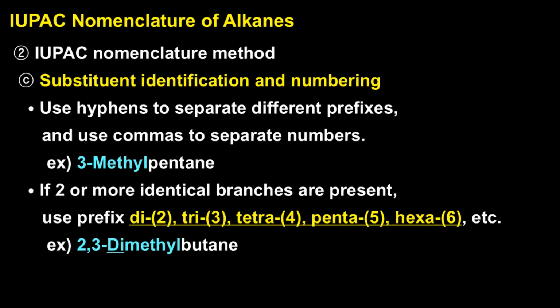Now, if a molecule has 2 or more identical substituents, we use numerical prefixes to show how many there are. Di means 2, tri means 3, tetra means 4, and so on. So in 2,3-dimethylbutane, we've got 2 methyl groups, one on carbon 2 and another on carbon 3. That's why we use the di prefix to show there are 2 of the same group.